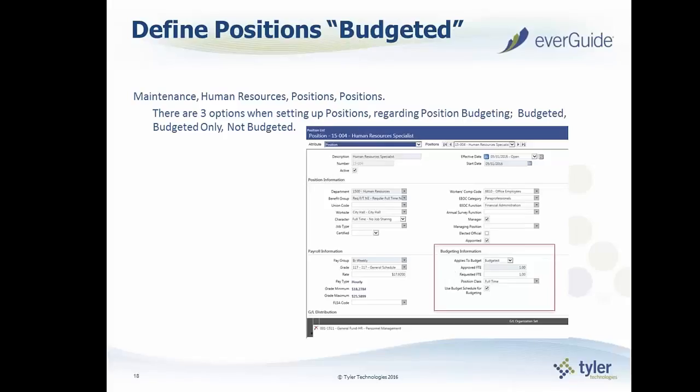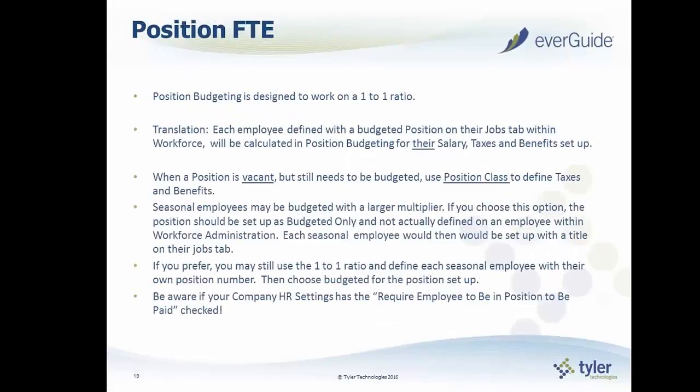Right below it is an approved FTE and a requested FTE, and I have it defined with the number 1.00. My goal there is the 1-to-1 ratio, so that every employee has their own unique position just for them. By doing that, you're able to get accurate and easy calculations in position budgeting. The 1-to-1 ratio is the most effective.